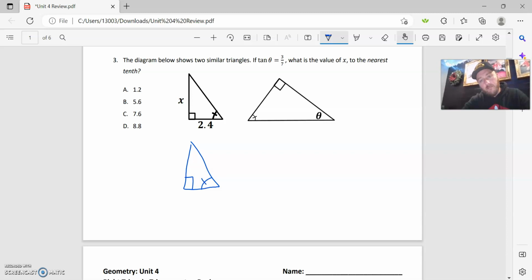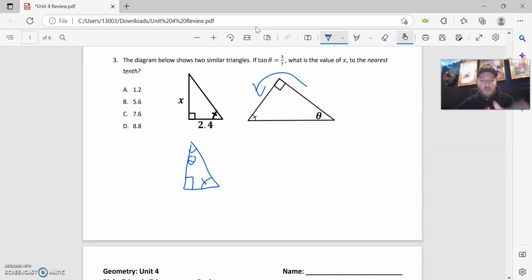If I turn that up on its side, that leaves that corner up there as theta. So all I'm doing is taking this guy here and I'm kind of like rotating it around so that it looks similar to the x and 2.4 triangle. So again, I always like to draw things in that orientation so that they're all lined up and look the same before I start messing with sides, because if I don't, I might get the wrong side ratios.